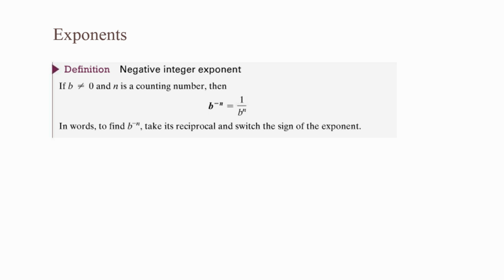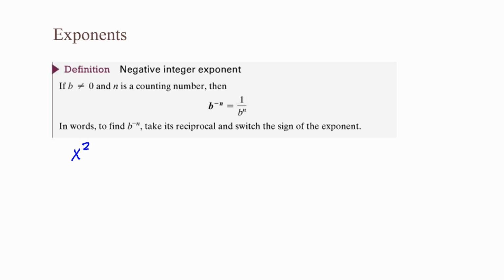Negative integer exponent. If b does not equal 0 and n is a counting number, then b to the negative n is equal to 1 over b to the n. In words, to find b to the negative n, take its reciprocal and switch the sign of the exponent. This only works for exponents.